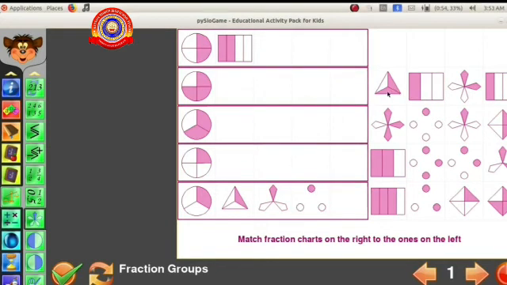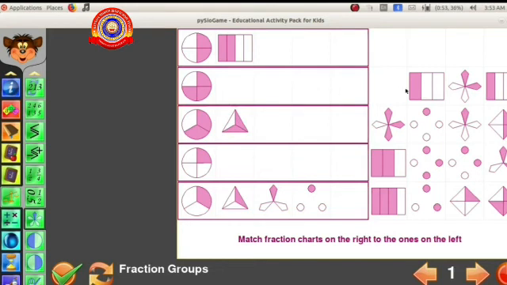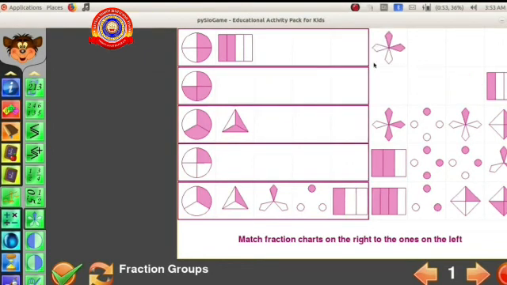Next, we can see the chart divided into 3 and 2 portions are colored. And we can match 2 by 3. Here the fraction is 2 by 3. So we can match this one here. Okay. This chart is 1 by 3. So we can match this one here. Okay. This chart is 2 by 4. So we can match this chart here.